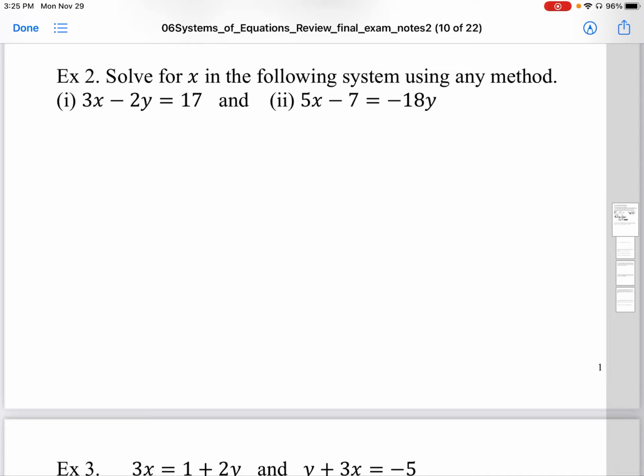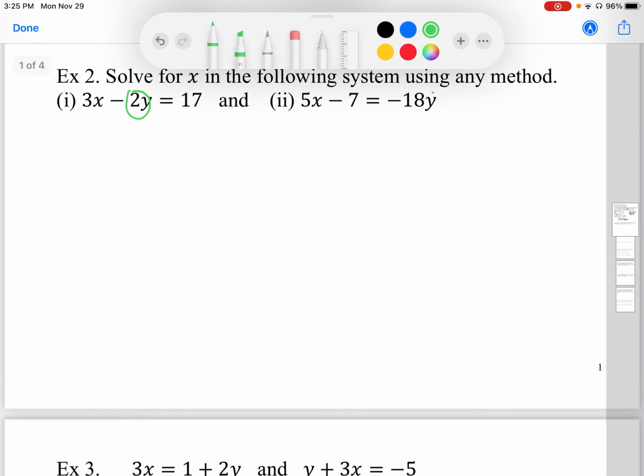In example 2, we're going to solve this system and we're going to use substitution. So the substitution I'm going to use is for 2y, since I see that there's a 2y here, and I also see that there's a multiple of 2y here. So first of all, I'm going to solve for 2y. I'm going to add 2y to both sides and subtract 17 from both sides. So I'm going to get 3x minus 17 is equal to 2y.